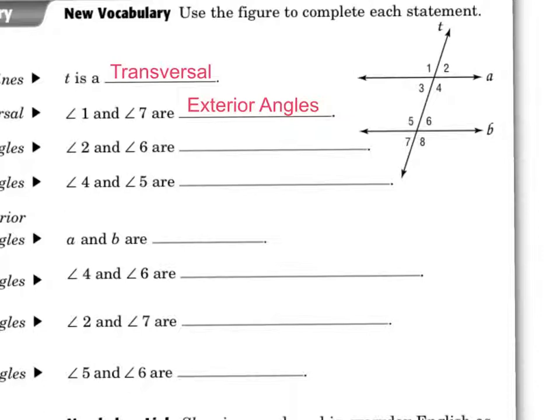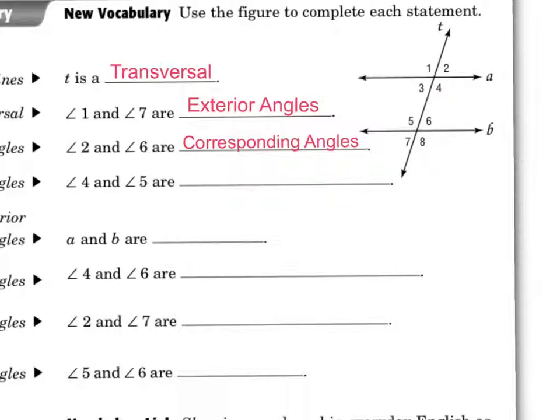Next, angles 2 and 6 are corresponding angles. Corresponding angles are angles that are in the same location but on different lines. So you can see 2 and 6 are both in the top right corners. Angle 3 and angle 7 are in the bottom left corners, and so forth. Now we can have multiple corresponding angles if we have multiple lines, but in this case 2 and 6 are corresponding.